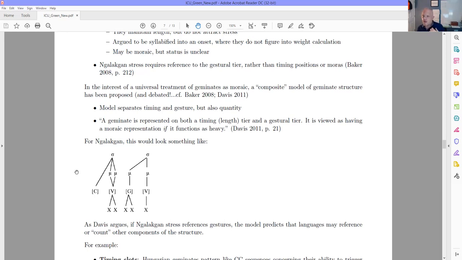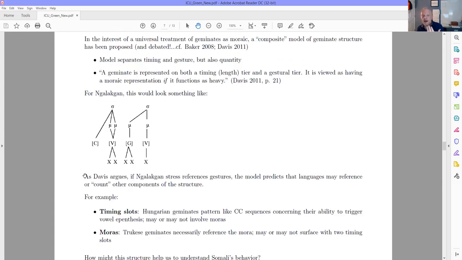What are the predictions of this model, though? Davis argues that if Galakan references gestures in its geminates, the model would predict that languages may reference or account for other components of the structure. And Davis argues that this is actually the case. For example, he talks about languages like Hungarian, whose geminates pattern like other CC sequences concerning their ability to trigger vowel epenthesis. This is in reference to timing slots. But here again, whether or not they involve moras is unclear.